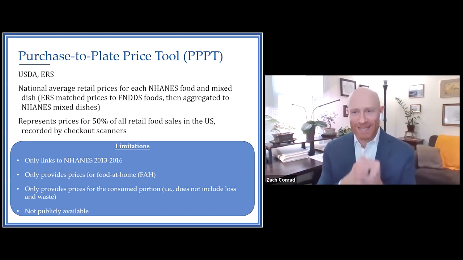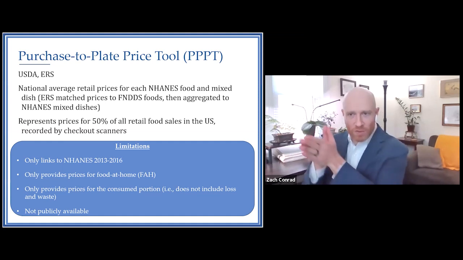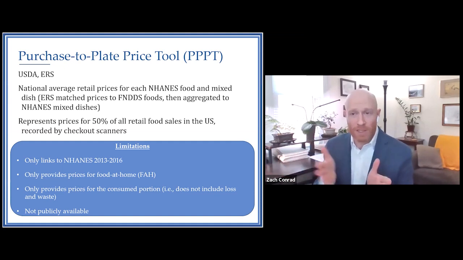But actually, yesterday is very exciting, because the PPPT has now been officially released to the public, from 2011 to 2018. So there's still a limitation that NHANES goes back to 1999, but we only have price data for foods from 2011 to 2018. Still, that limitation has been somewhat reduced.